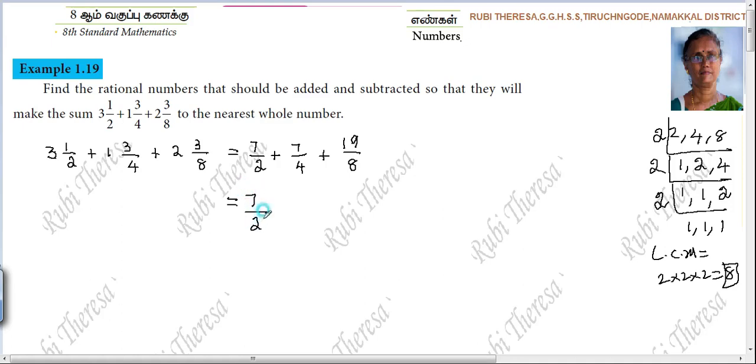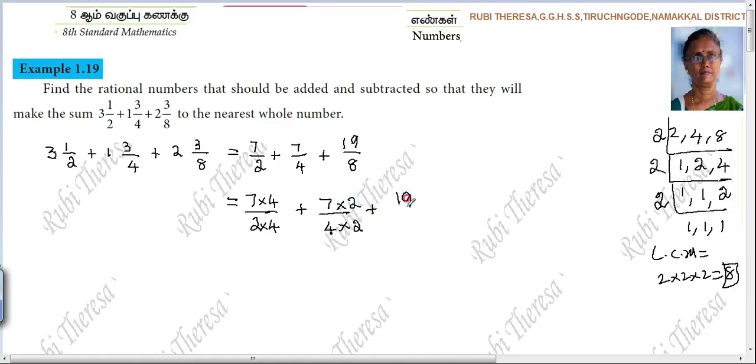So what do you do here? 7/2, you have to convert this 2 into 8. What should you change it to? 8. That means what? Very good. 2 4s are 8. That means numerator also it should be multiplied by 4. Understand? Plus 7/4. 4 should be multiplied by 2 to get 8. We have to get same denominator. So numerator also multiplied by 2.